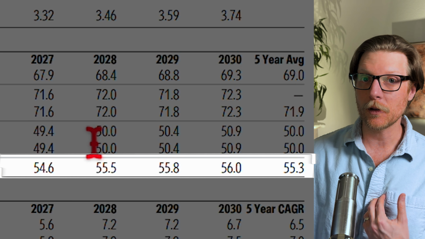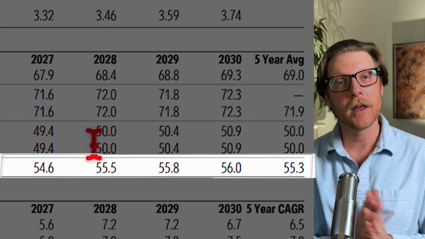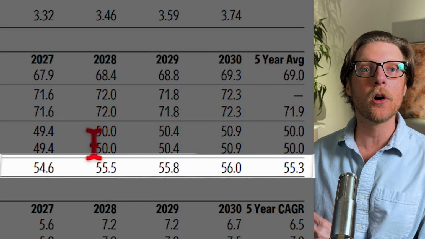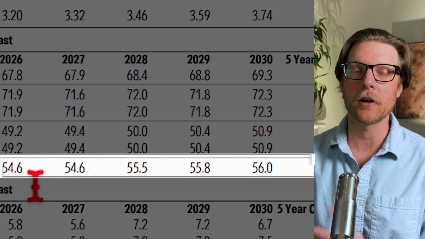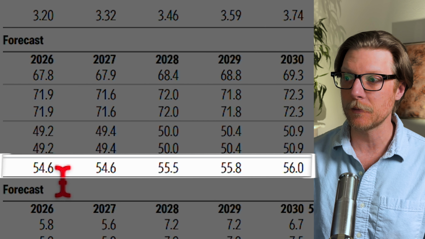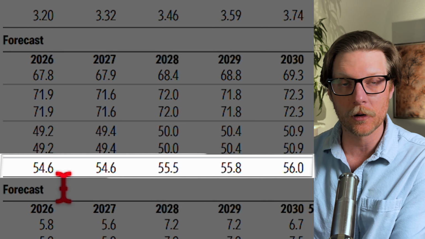I started with 54, and then I'm showing 0.66% growth every single year. So just very slow margin expansion throughout the forecast period. They're showing their initial 2026 free cash flow margin is 54.6. So I'm starting mine out even a little bit lower than Morningstar.